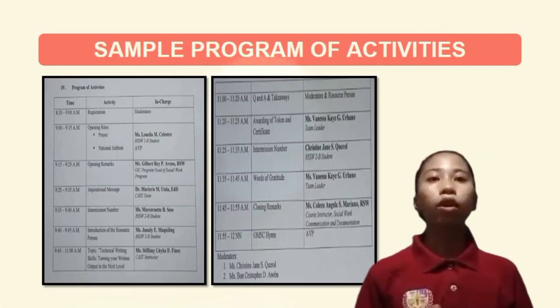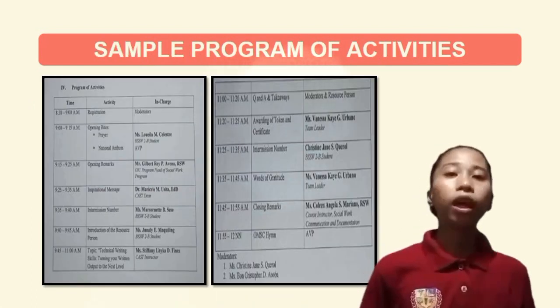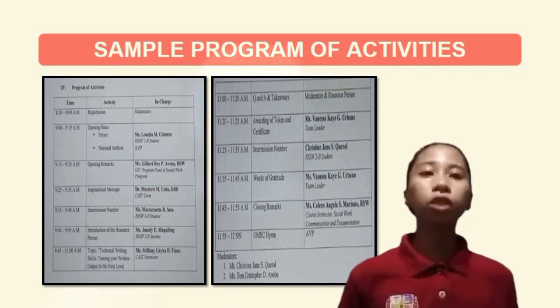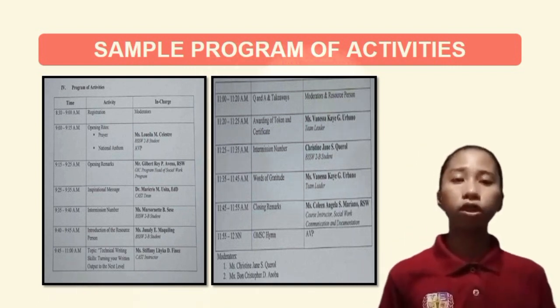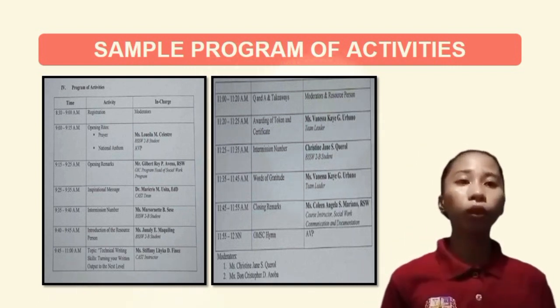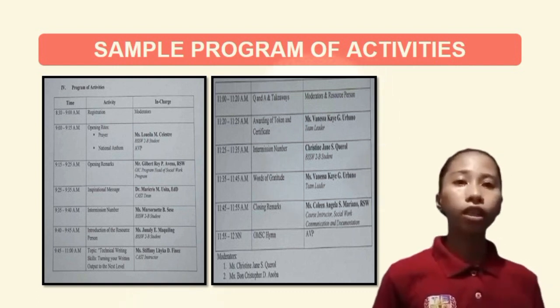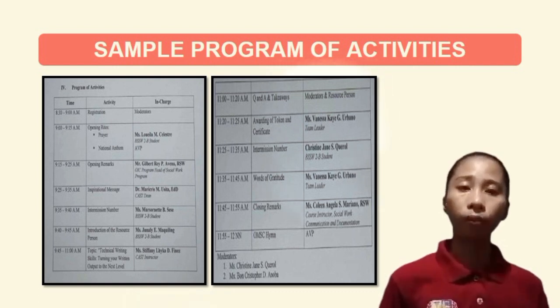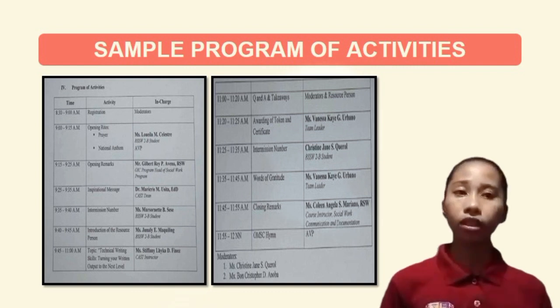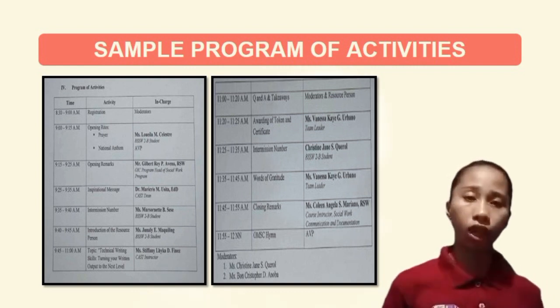Here I have an example of the flow of a scope program. As you can see in the table, it shows the time, activity, and the person in charge. Time talks about when the designated person does his or her part in the program. Activities assign tasks needed to execute by the person in charge.